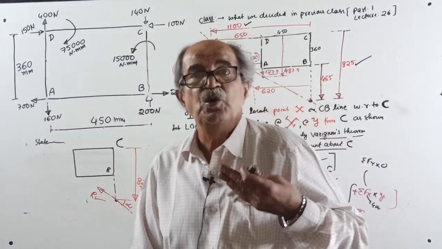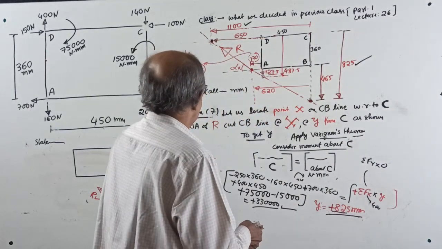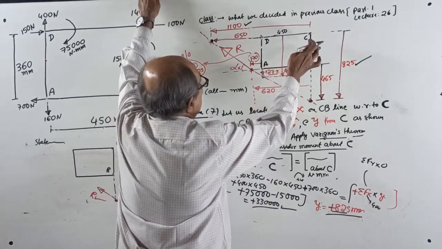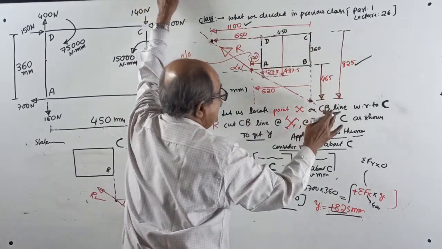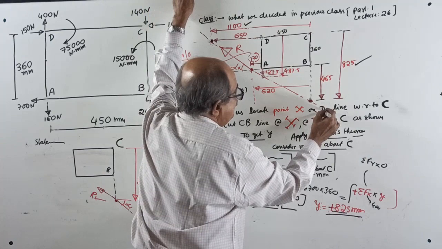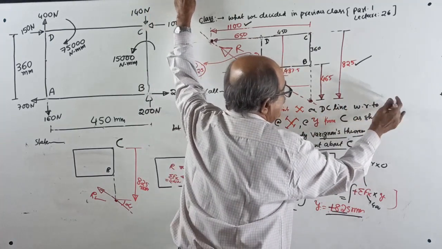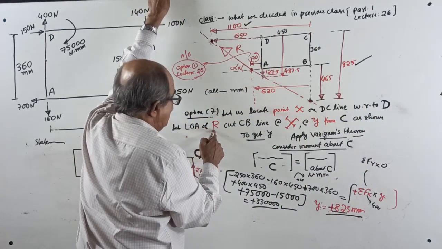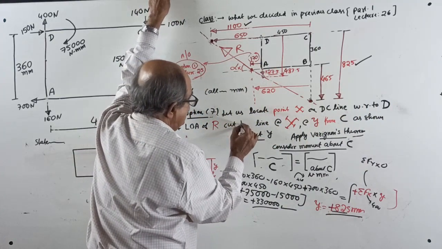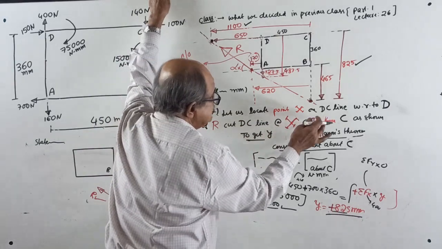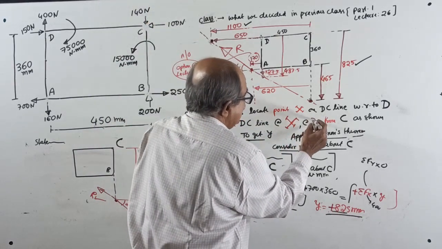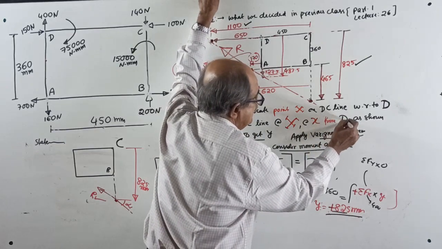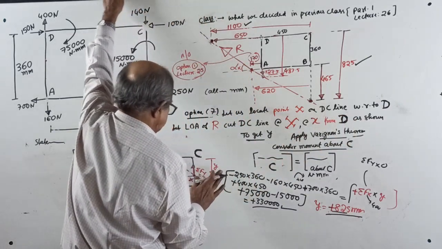Okay. Now, closing part, option 7. Let us locate a point X on, I'll come to D now, the DC line. I'll call it the DC line, but with respect to D. Line of action of the resultant, let it cut the DC line at a point X, at distance X from D, a horizontal line. As shown. One sketch required.